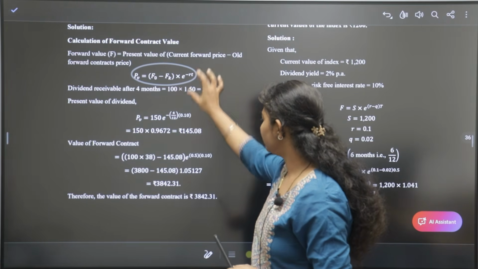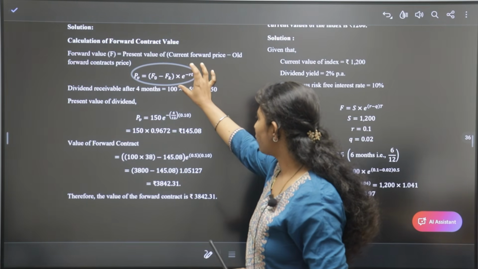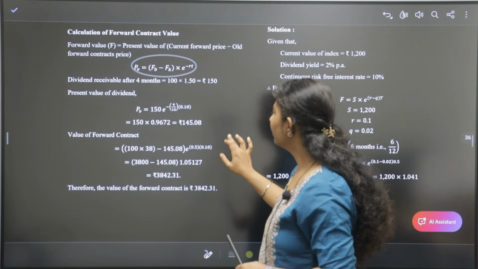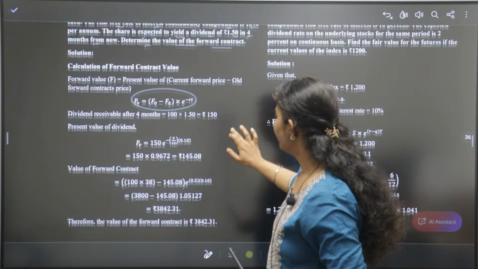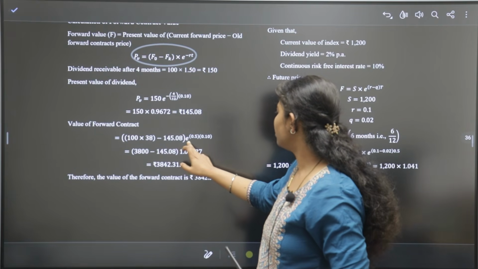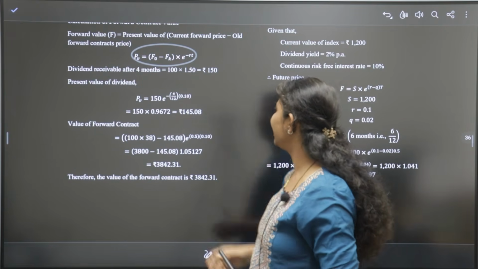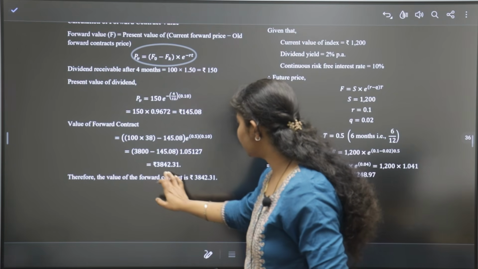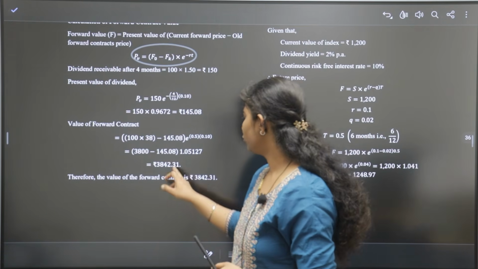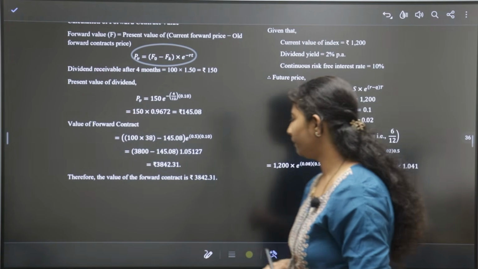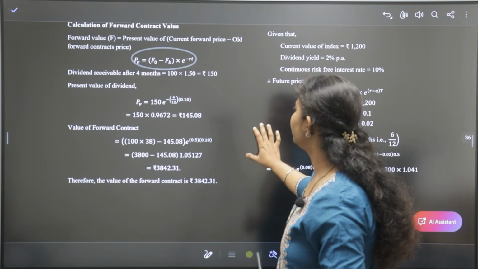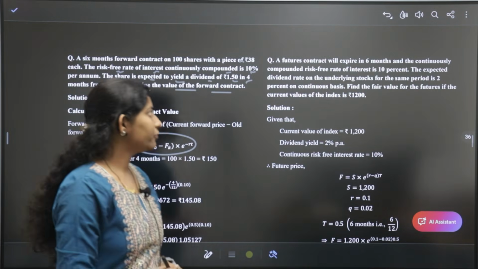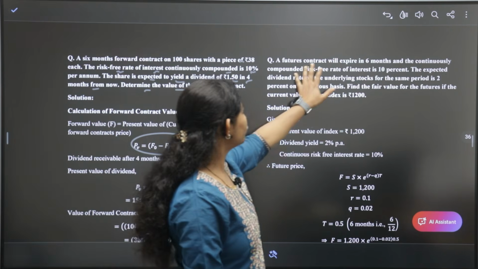Next you have the value of the forward contract. Now you put these things in the formula. So this is the formula for the value of the forward contract. 100 into 38, this is the 38, minus 145.08, now e to the power of minus rt. The rate and time value we need to put here. Next you will get the answer: 3842 minus 31. So this is a very simple problem. You can solve it with the formula. Please remember the formula.